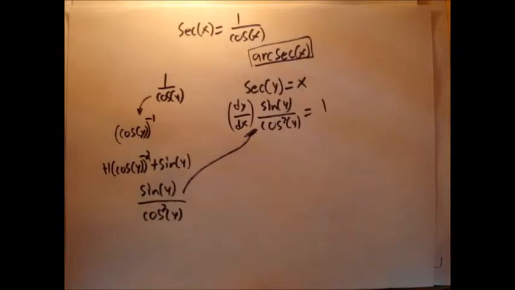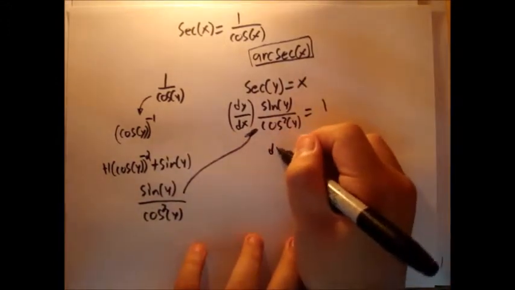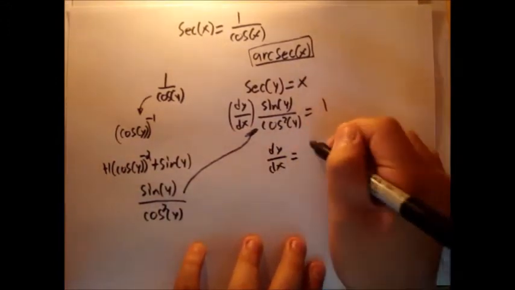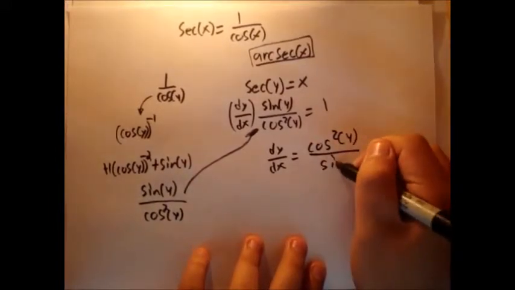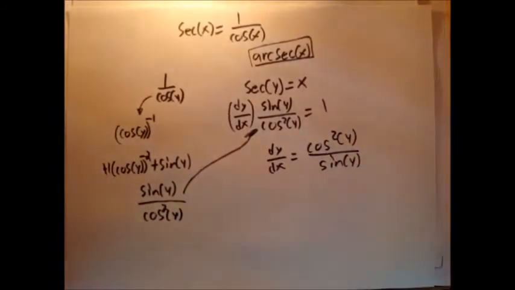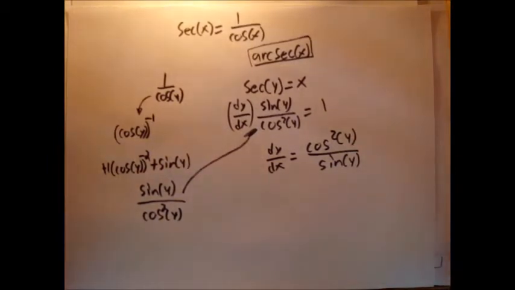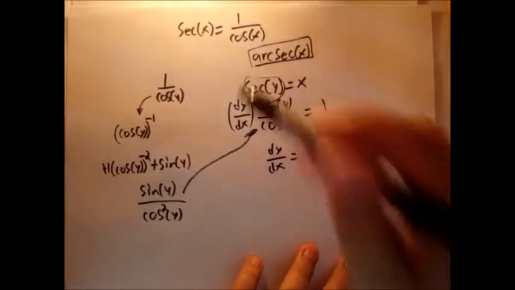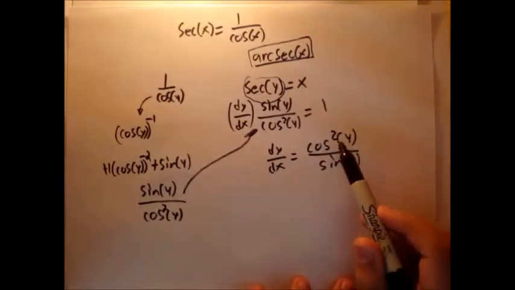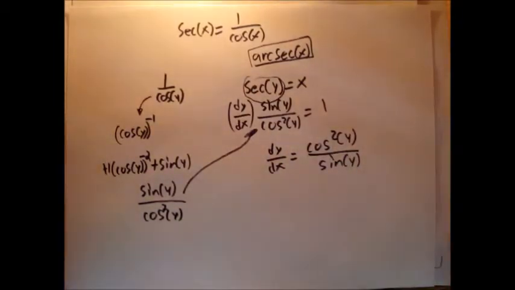Let's isolate dy/dx like we've done in previous videos. dy/dx is equivalent to cosine squared y divided by sine y. Okay, we're in the same problem. We want everything rewritten in terms of sec of y. But in this case, it's a little bit more complicated. We have two different functions. How are we going to do this?